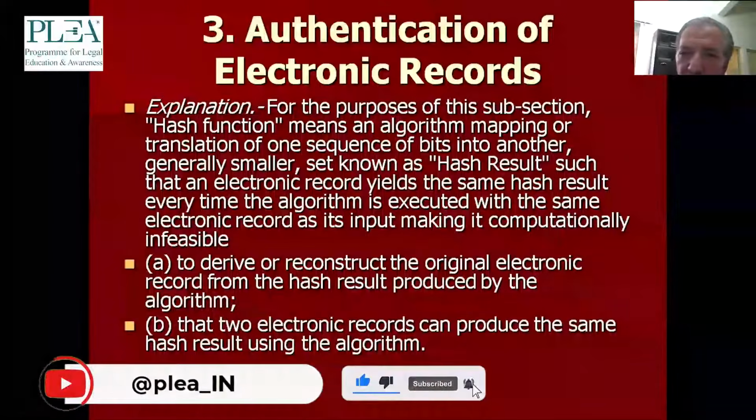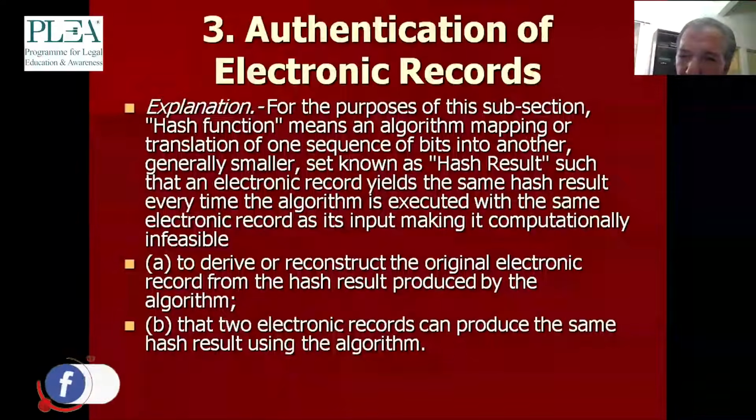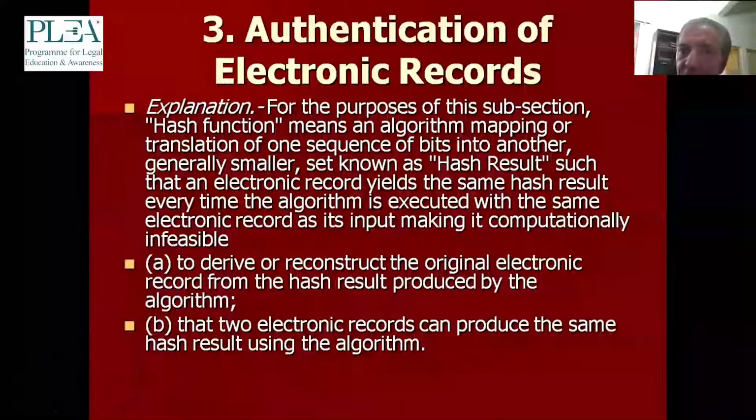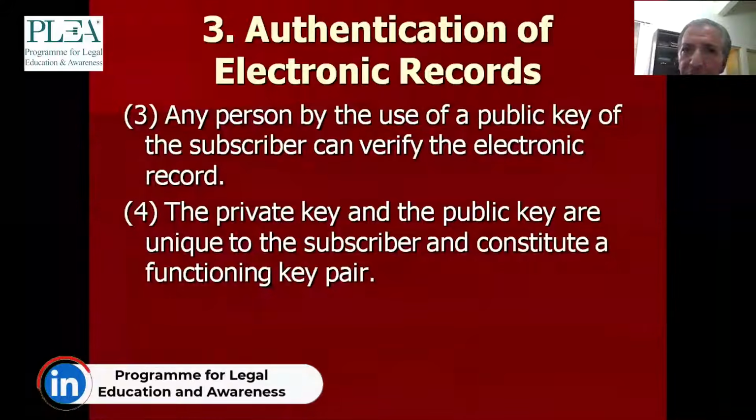So, to derive or reconstruct the original electronic record from the hash result produced by the algorithm, or for two electronic records to produce the same hash result using the algorithm, is computationally infeasible. That's why if any tampering or manipulation is done, it can be detected. We can't say it cannot be done. What we are saying is it can be detected.